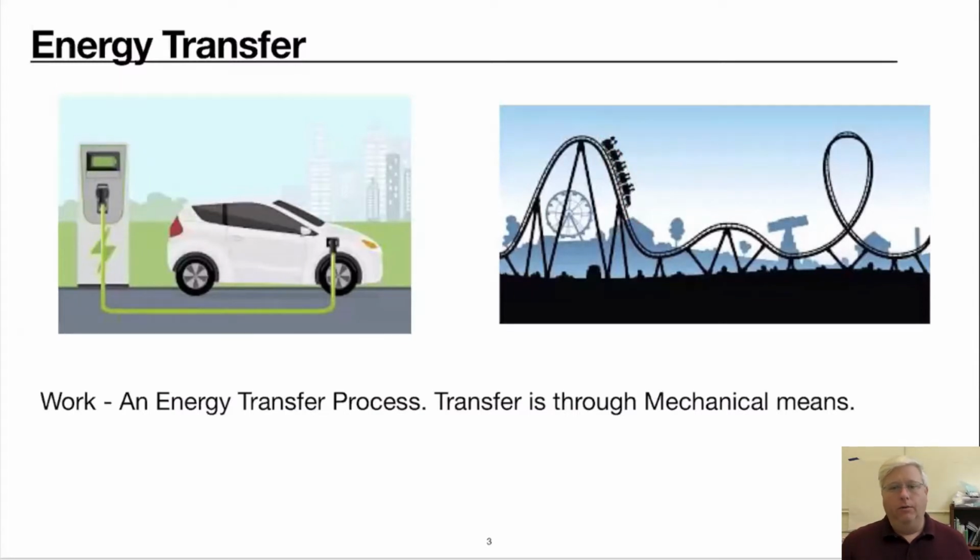Okay, and so we could say then that there's this thing that raises the cars up to that first peak, and that's doing some external work on the car. So that's external to the system. To start with, we're going to keep things simple. We're only going to consider work to be the energy transfer process. And work transfers energy by mechanical means.